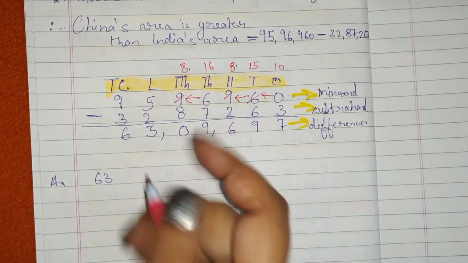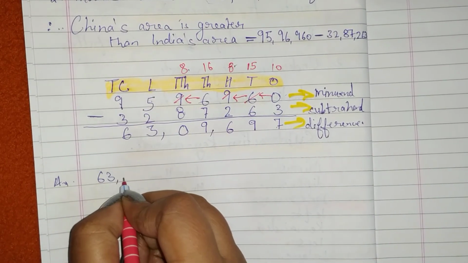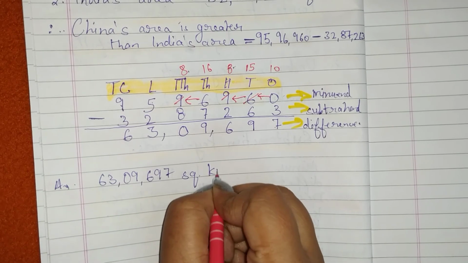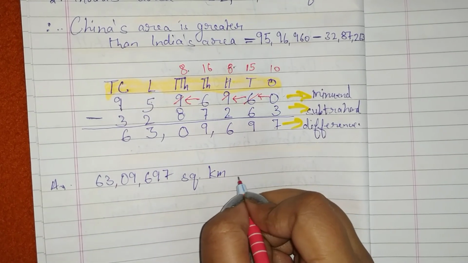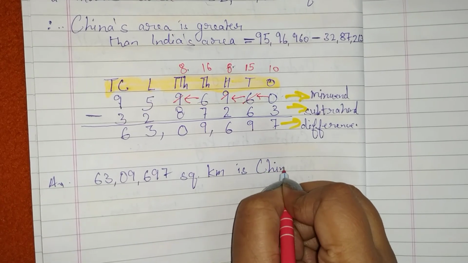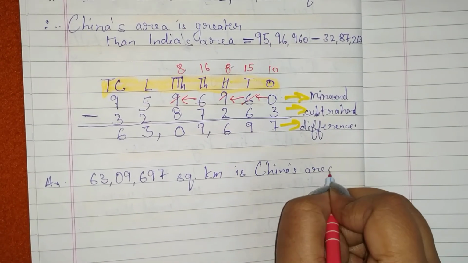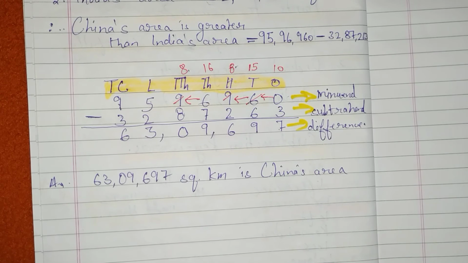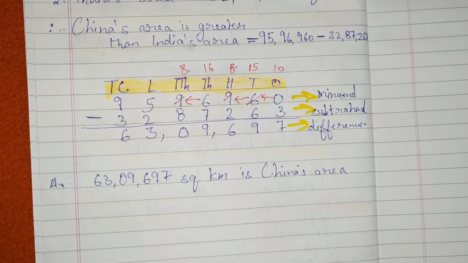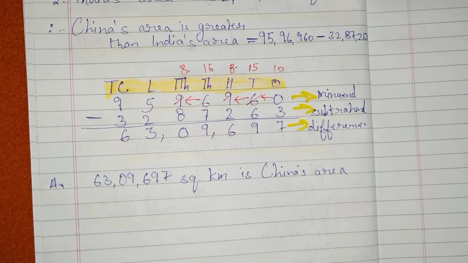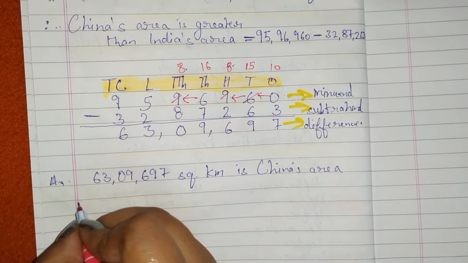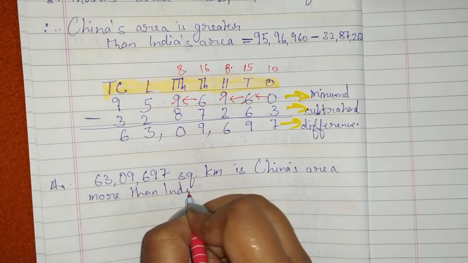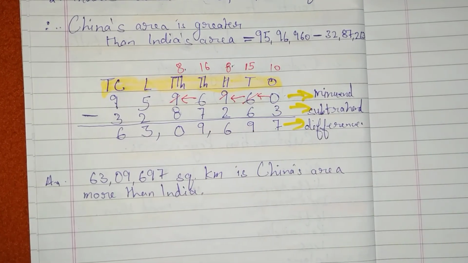63 lakh 9,697 square kilometer is China's area more than India. Is it clear, children? So this is your answer.